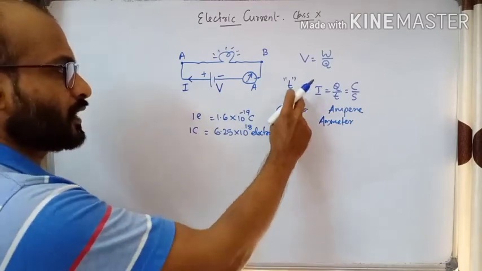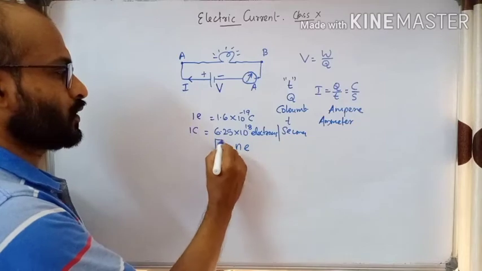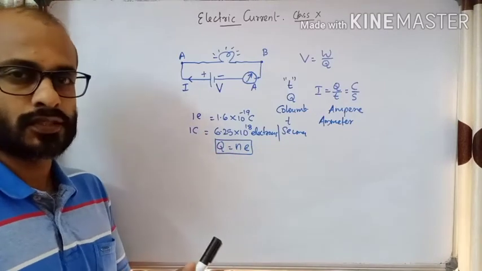So generally we can write charge Q is equal to N into e. N is the number of electrons and e is the charge of 1 electron. This is called the electric charge.